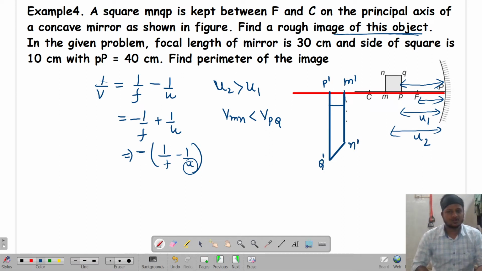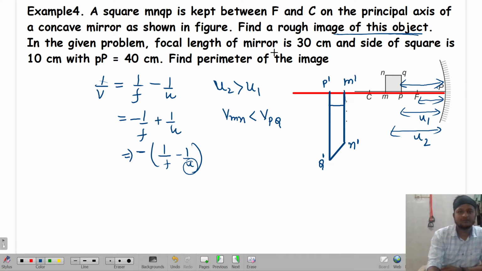So this will be your concept. Now a problem is given. Let's suppose the focal length of the mirror is 30 centimeter. The side of a square is 10 centimeter with PP is equal to 40 centimeter. Means this side is going to be equal to how much? Given 40. MP is given 10. Focal length is also given 30. And it is asking the perimeter of the image.